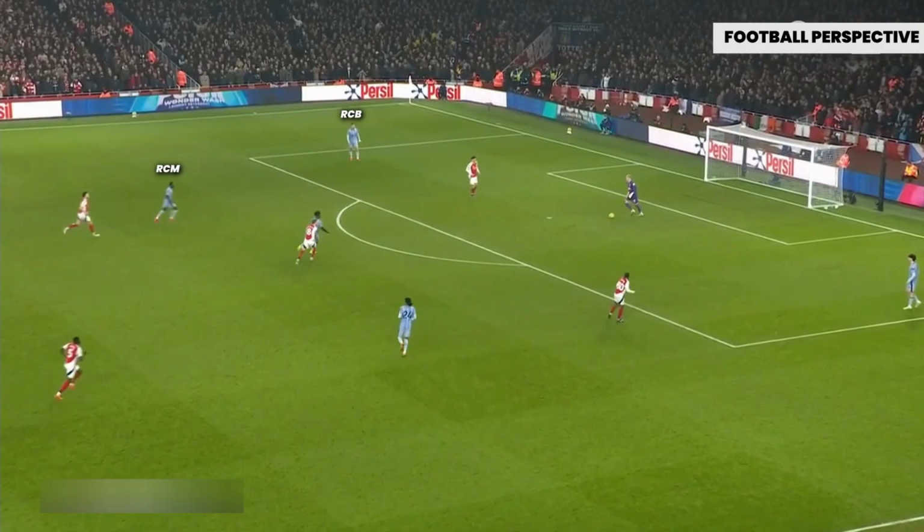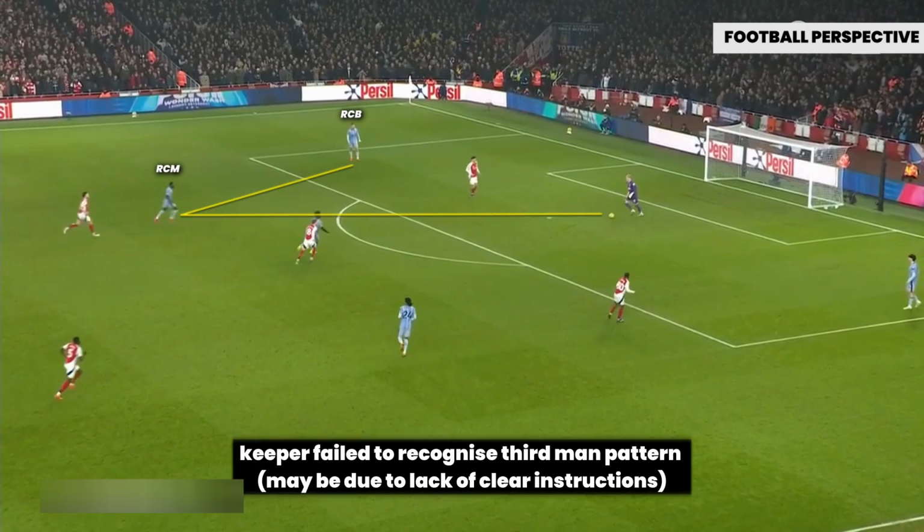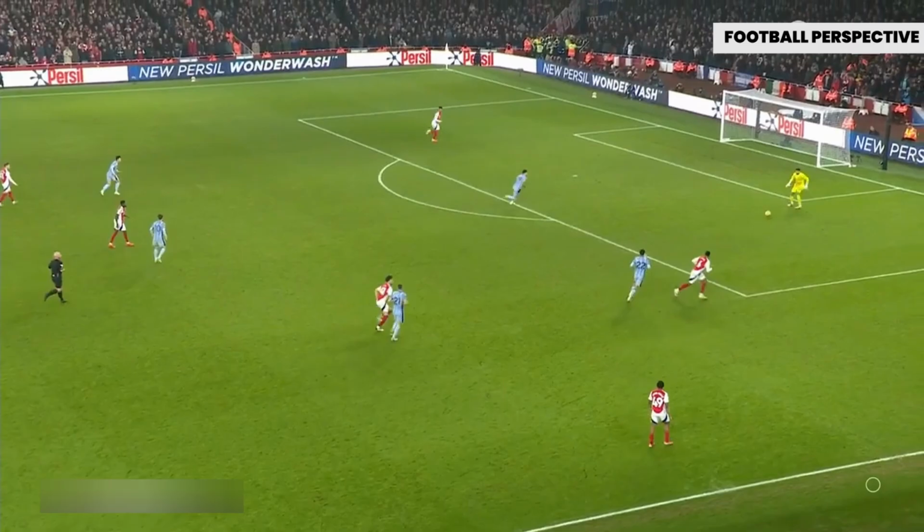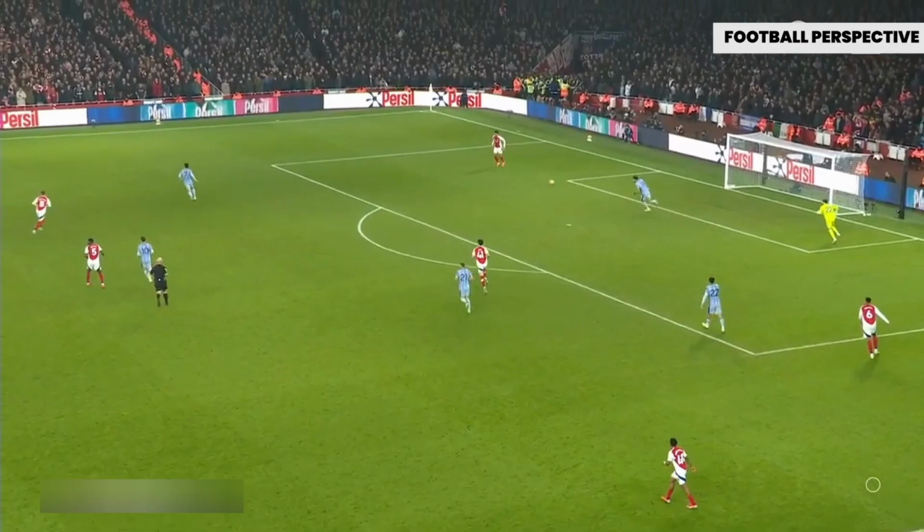In the previous sequence, the right centre back was marked, and Havertz made the press, keeping him in his shadow. As I explained earlier, this press from Havertz had its drawbacks too, as the centre back can still be accessed by a third man pattern, but the keeper failed to recognize it, which may be due to the lack of clear instructions or something else. In this situation, Raya has a clear choice and plays to the free man without taking much risk, rather simplifying the game in his own defensive third.